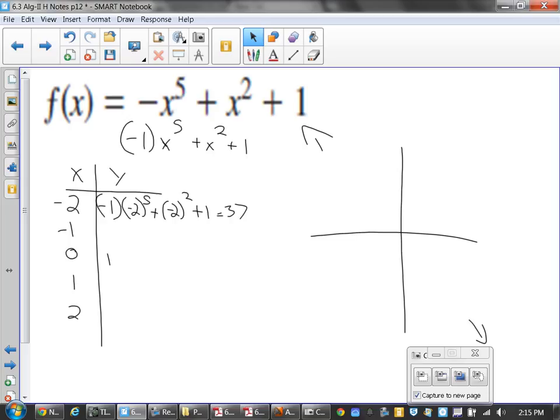And that's helpful to know that it winds up being positive, because it makes sense: at negative 2, it's already way up here. Where's my tail pointing? My tail's pointing up, so that direction. The next one would be negative 1 times negative 1 to the 5th plus negative 1 squared plus 1. So negative 1 to the 5th is negative 1, and negative 1 squared is 1. So I have 1 plus 1 plus 1, which is 3.